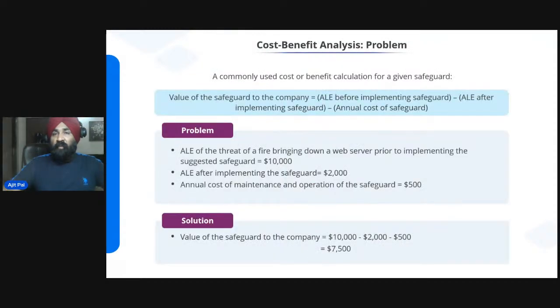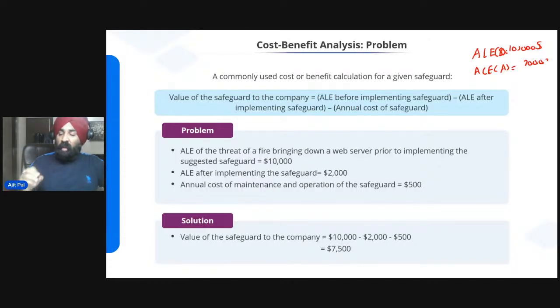Similarly, when you implement the control, your ALE comes down. Let's take an example. Suppose you have calculated the risk in terms of ALE, and you have said it's $10,000. This is the risk in its original form, which we call inherent risk. This is before. Now you have implemented the control and this has been reduced to $2,000.